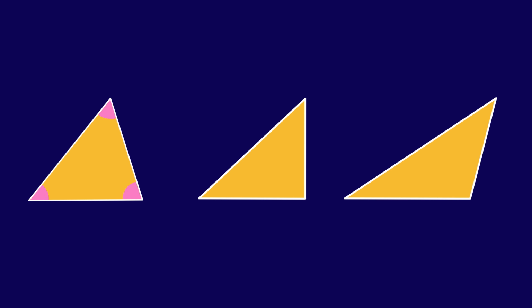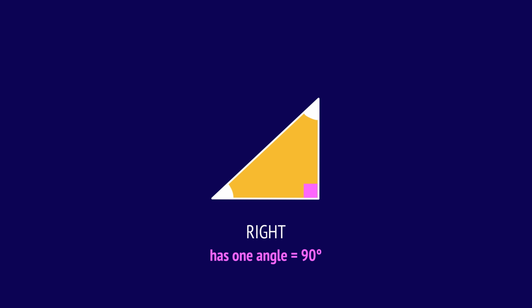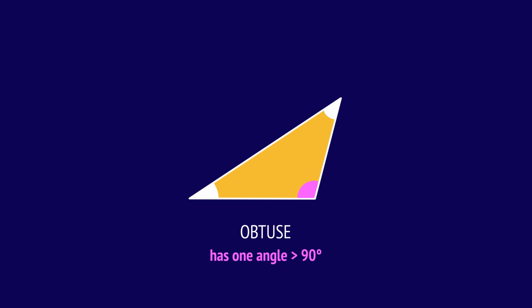Or they can be classified by their interior angles. Acute, if all its angles are less than 90 degrees. Right-angled, if it has one 90-degree angle. And obtuse, if it has one angle greater than 90 degrees.